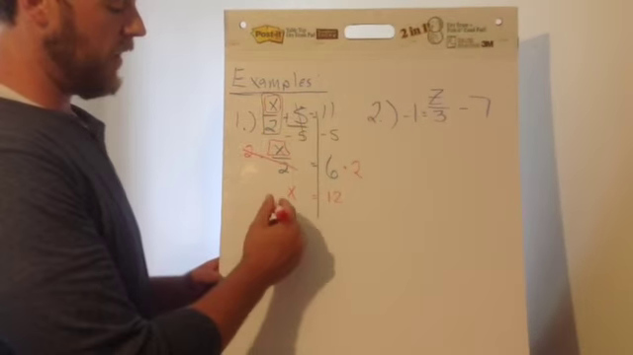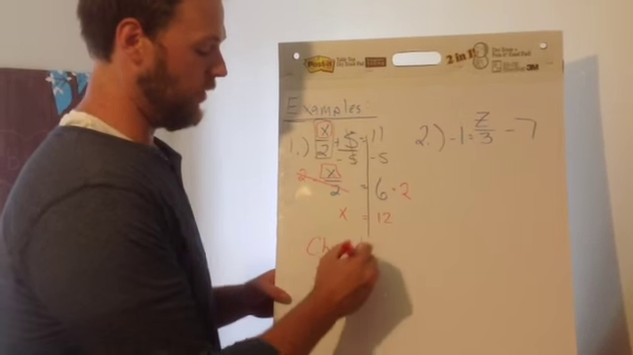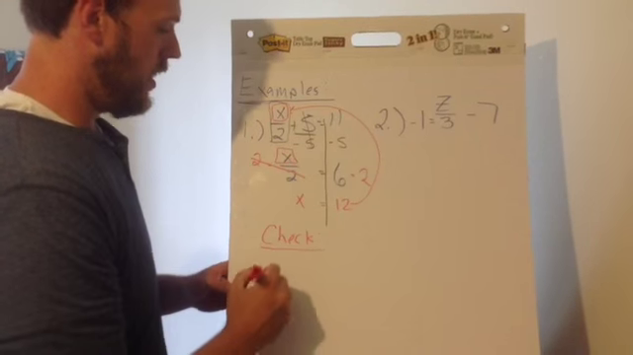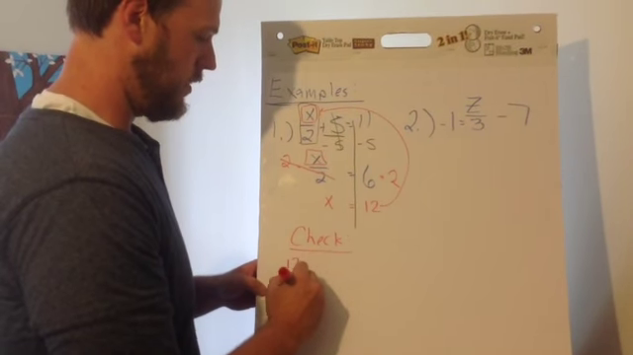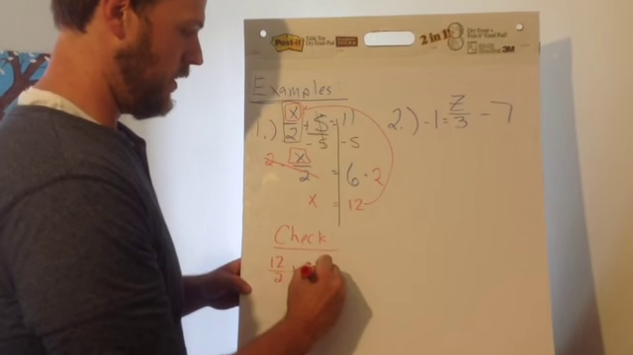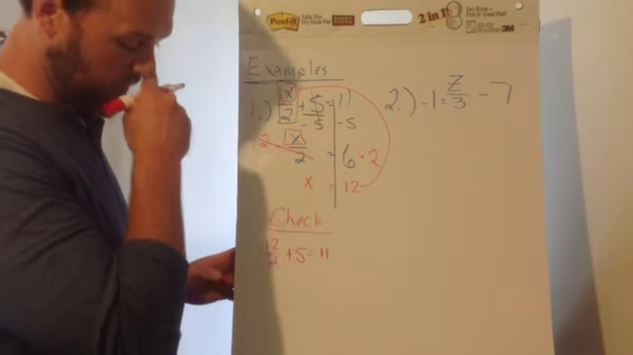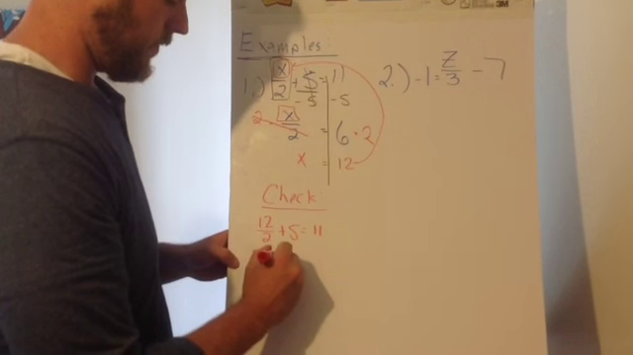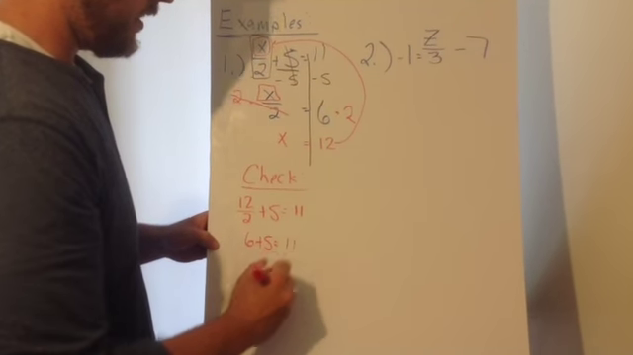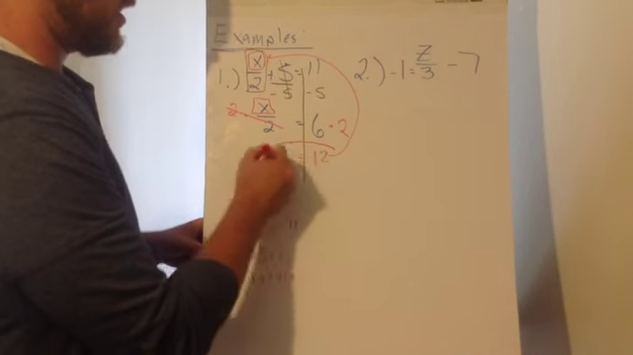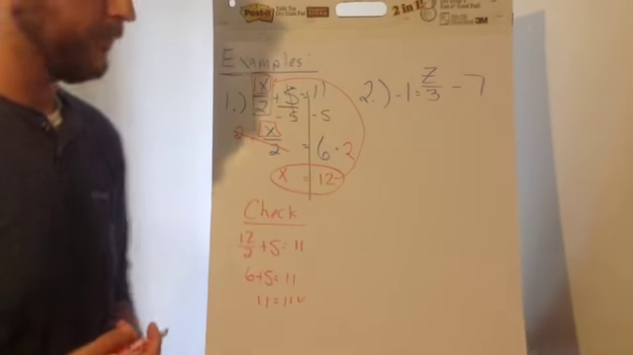Alright, so we think our solution is 12, so let's check that. So again, we plug this back in. So we get 12 over 2 plus 5 equals 11. So 12 divided by 2, use your order of operations, division first, is 6. So 6 plus 5 equals 11. 6 plus 5 is 11, so 11 equals 11, so that checks. So that means that is our solution.